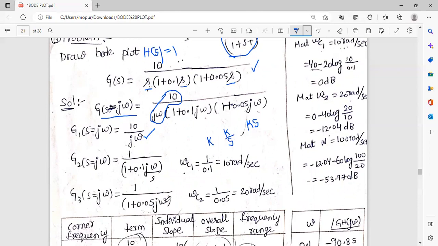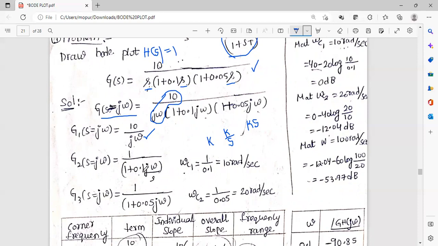Now, as I had already said, if there is 1 by 1 plus st, the Bode plot will be based on the corner frequency. Below the corner frequency, it is a straight line with 0 dB, that is the low frequency range. And above the corner frequency, in the high frequency range, since it is in the denominator, 1 by 1 plus st, it is minus 20 dB per decade. So, we should find the corner frequency omega c. Corner frequency formula is 1 by t.